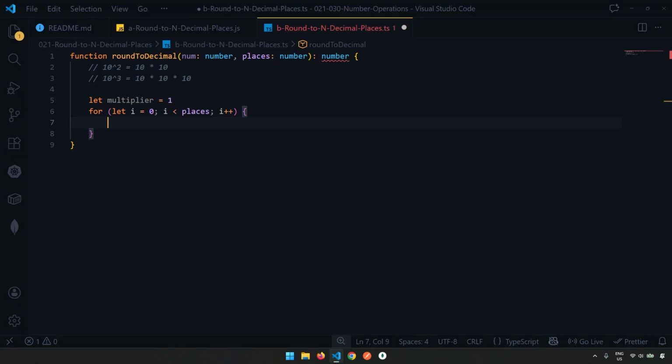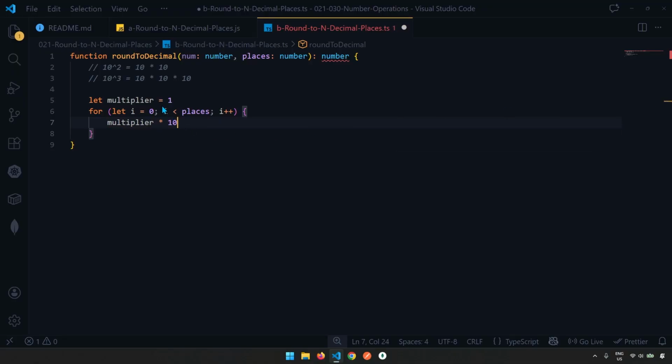And what does that mean? This is the reason that I've specified multiplier as 1. If I specify it as 0, every time I multiply 0 with 10, it's still going to be 0, because 0 multiplied by everything makes that thing 0. I'm going to select the multiplier and multiply it by 10.